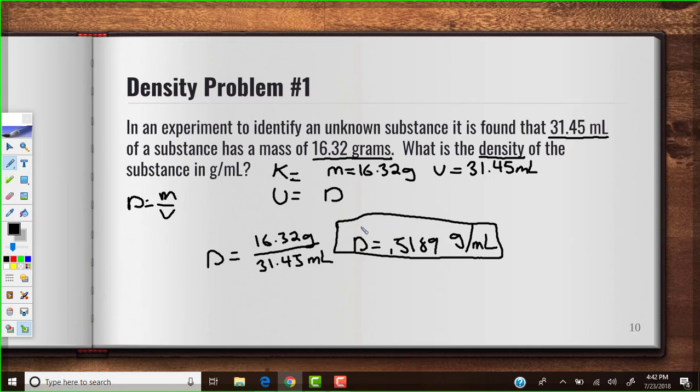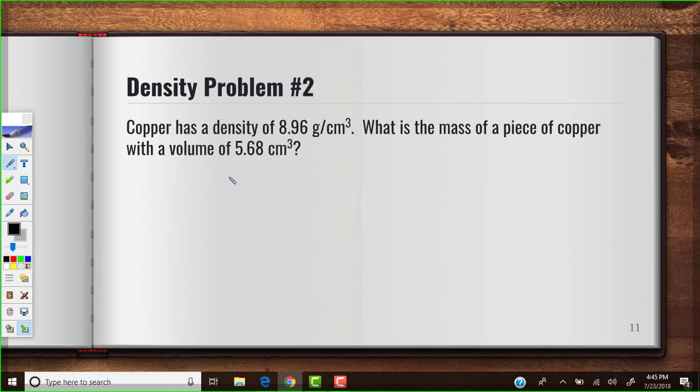Let's do one more problem together. For our next problem, copper has a density of 8.96 grams per centimeter cubed. What is the mass of a piece of copper with a volume of 5.68 centimeters cubed? So again, let's take a look at what we know and what is unknown, or what we're trying to solve for. So we have some information here.